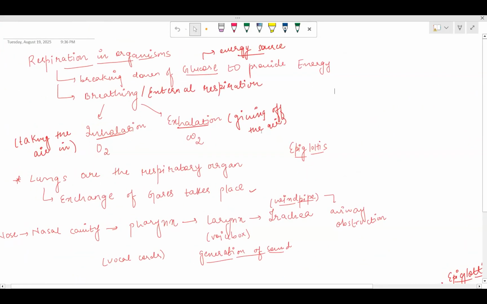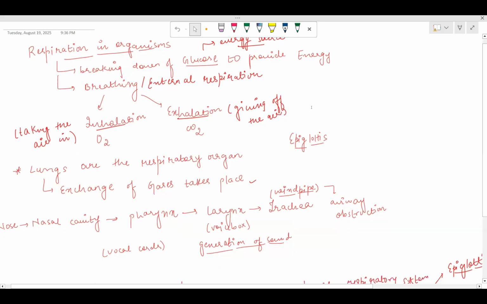So this is a kind of process where the glucose, which is the energy form, is broken down into what? Into simpler ones to provide the energy. So in this we include two processes. First, which is the cellular respiration, and the other is the breathing. Fine. So breathing is simply the inhalation and the exhalation of the air. Whenever you are inhaling the oxygen and you are giving off the carbon dioxide, these two processes are involved in your respiration.